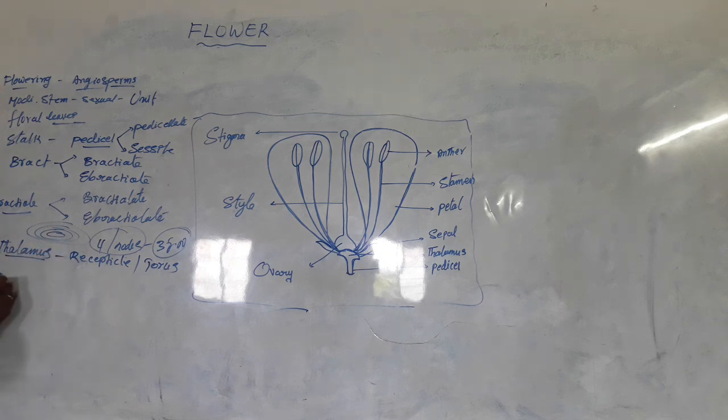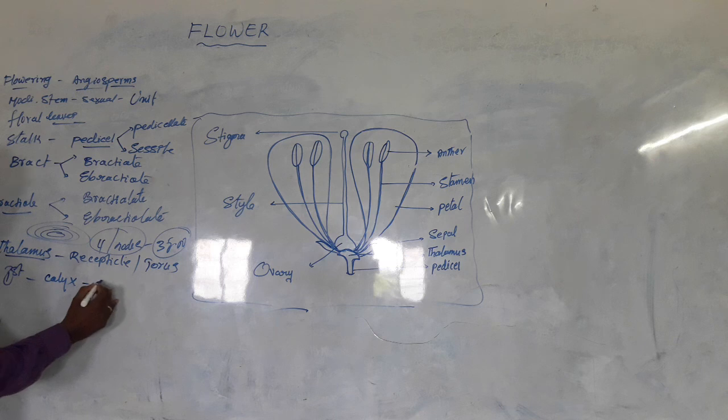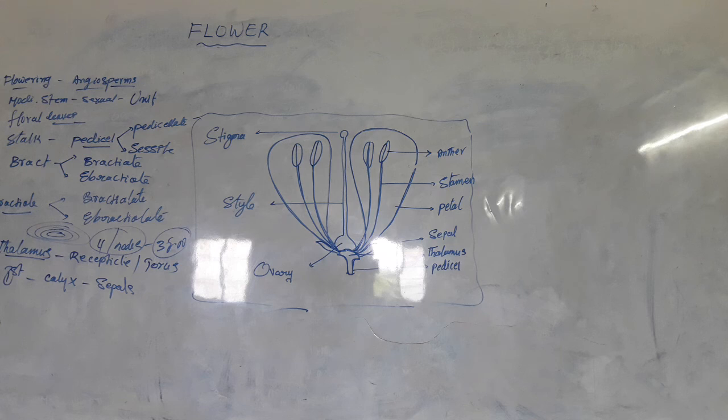The outermost and first circle of modified leaves on the thalamus is called calyx. The total circle is called calyx. The modified individual leaves present in this circle are called sepals. So, the outermost and first whorl of thalamus is called calyx, and the individuals of this calyx are called sepals. Sepals are always green in color.